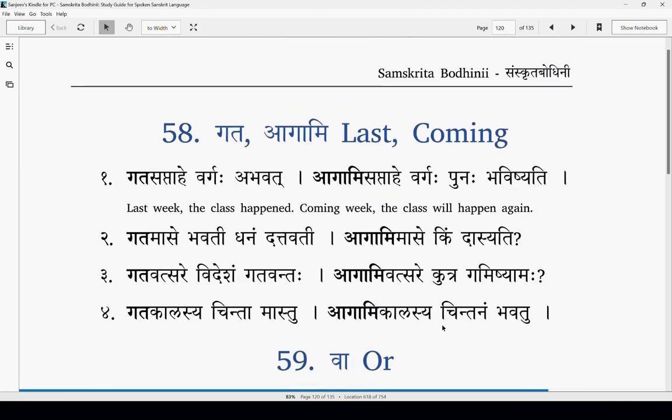Gata, agami. So these we are adding as a prefix here. So udaharanani santi atra. Gata saptahe vargaha abhavat. And agami saptahe vargaha punaha bhavishyati. Gata, the one which is past; agami, upcoming. You can add those to any noun and make it a sentence. I mean, they don't have to be paired. This is just an example here. Gata saptahe vargaha abhavat, that is enough.